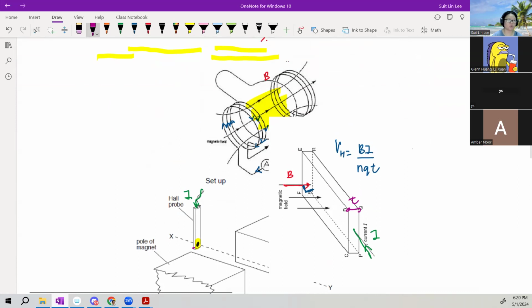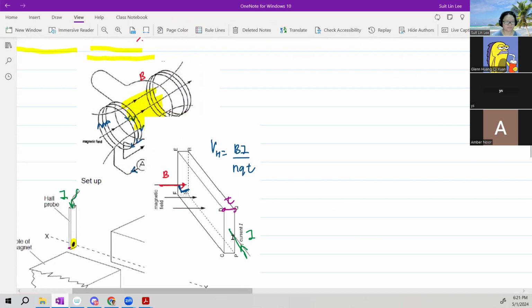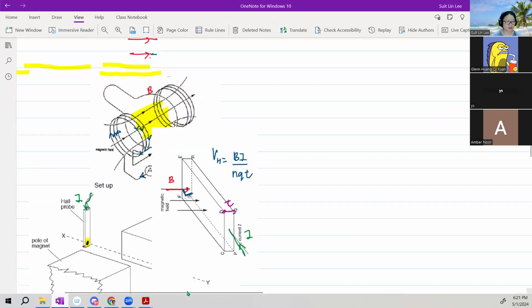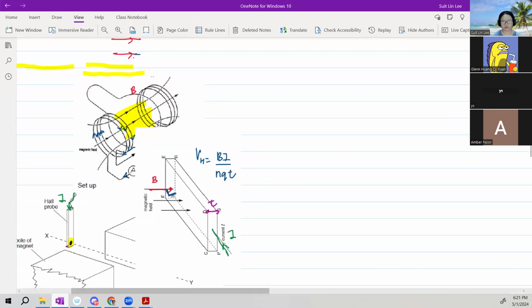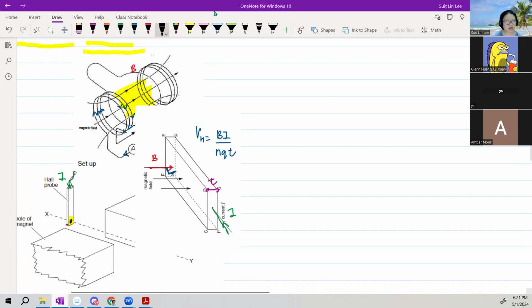But most of the time, when we use the Hall probe, we will calibrate it using a known field. So what does calibrate using a known field mean? Well, it means that I don't have time to use this equation all the time. It's not suitable for my experiment. So what I'll do is, number one, let me write down.